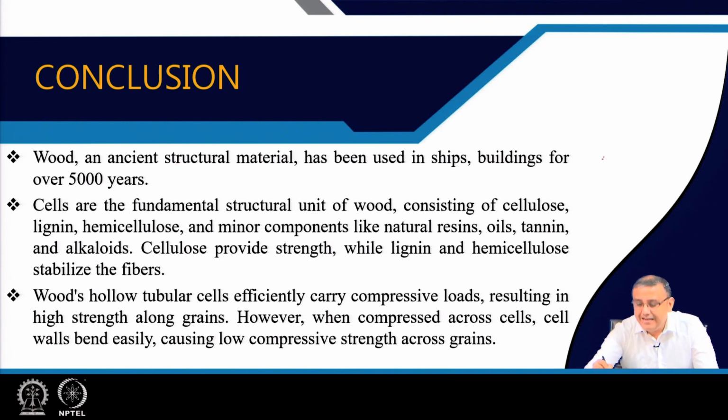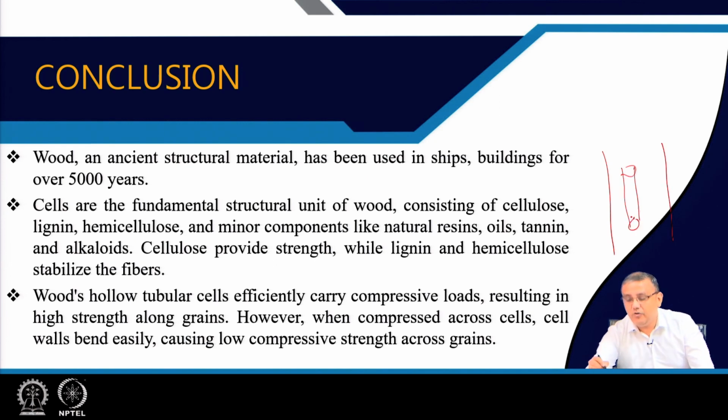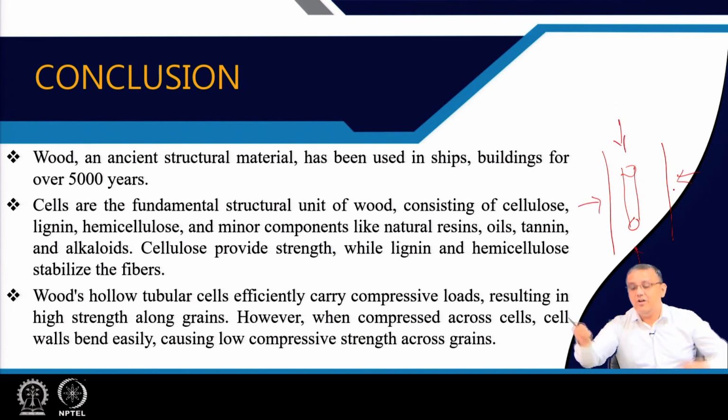That means, if this is the trunk of the wood, then the cells are mostly like this, the hollow cells, and these will provide very good mechanical properties along one direction, that means along the trunk direction, whereas the properties transverse to the cells, along this horizontal direction, are typically very poor, and also depend upon the properties of the lignin, which acts as the bonding between the cellulose fibers.